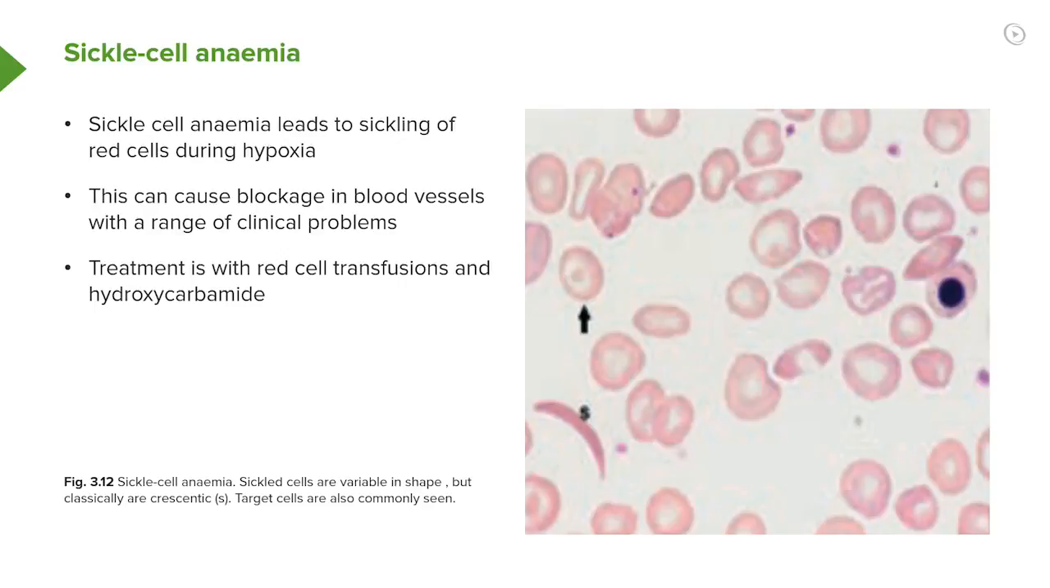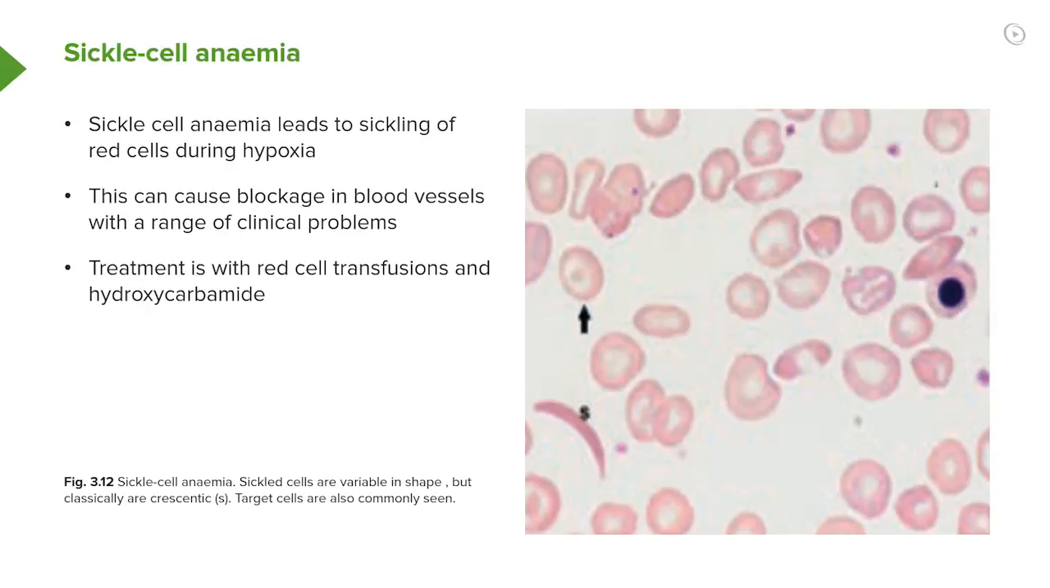In that slide, you'll see at the bottom left a classic sickle cell, similar to the scythes that are used for cutting corn. Now, sickle cell anemia leads to sickling of red cells during periods of hypoxia. When the blood is deep within capillaries and becomes hypoxic, the hemoglobin stacks up and leads to sickling of the cells. This can block the blood vessels, and that can lead to a range of clinical problems, largely due to infarction and hypoxia of tissues further down.